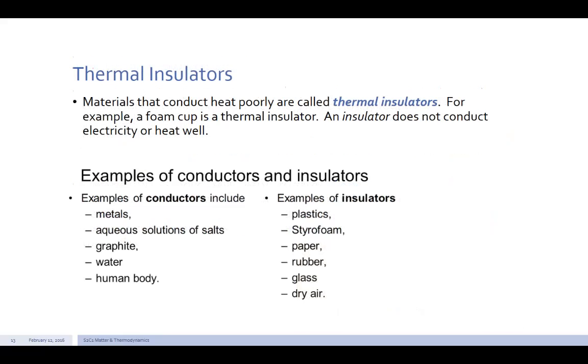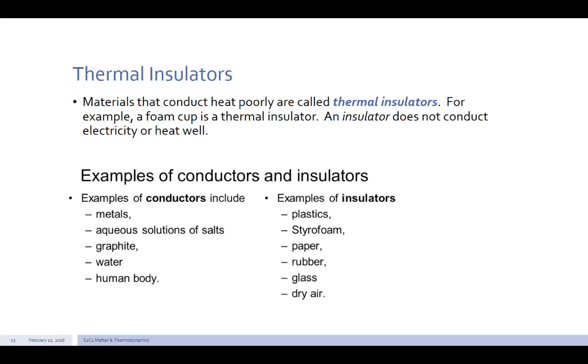All right, so when we start looking at thermal conduction making things easy to transfer heat, we also have things on the other side, which are thermal insulators. These are good at preventing the transfer of heat. Okay, so an insulator is not good at conducting. And again, this typically applies to electricity as well as to heat. So examples of good conductors and insulators include the following: conductors, metals, salts, especially aqueous salt solutions, graphite, water, human body. Good insulators include plastics, styrofoam, paper, rubber, glass, air.